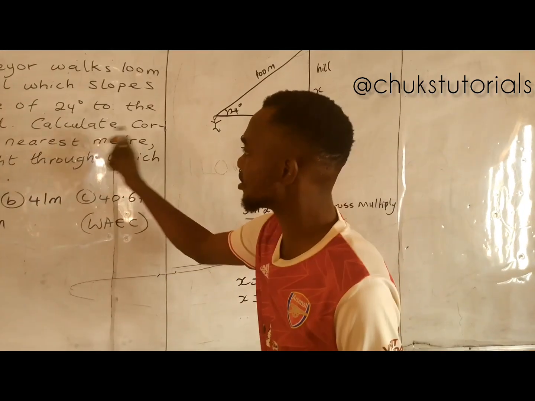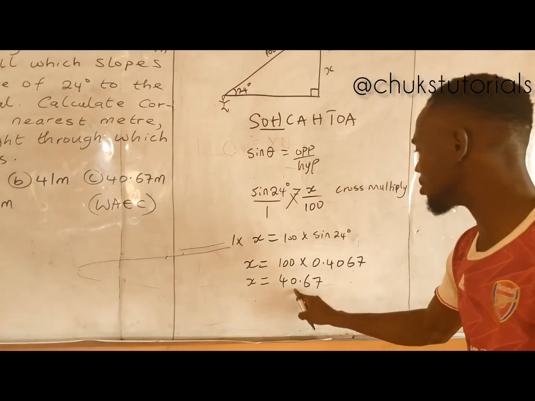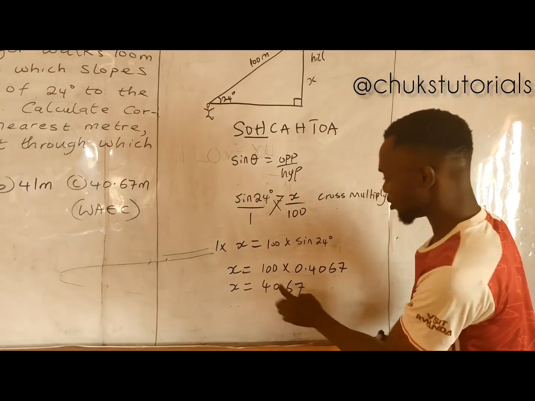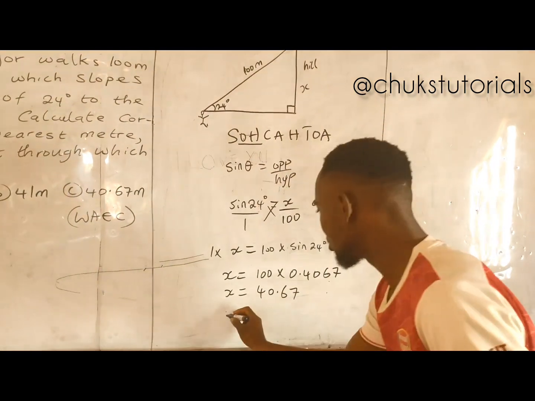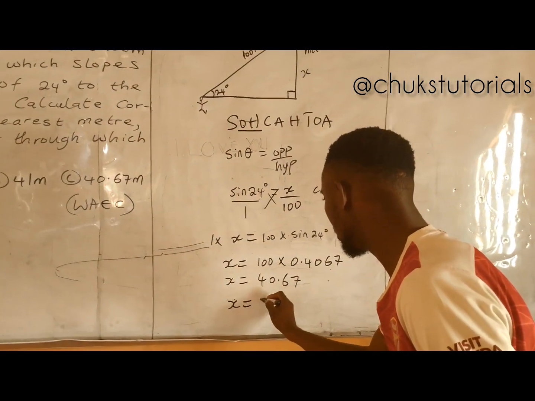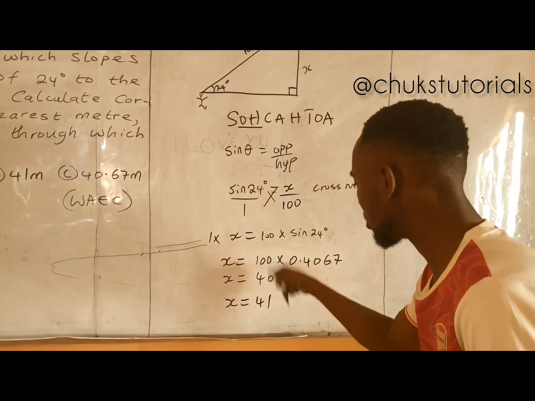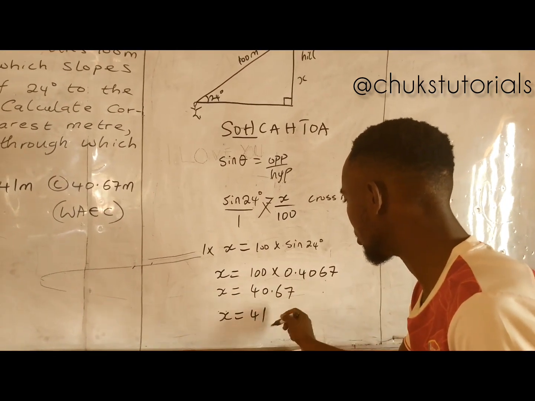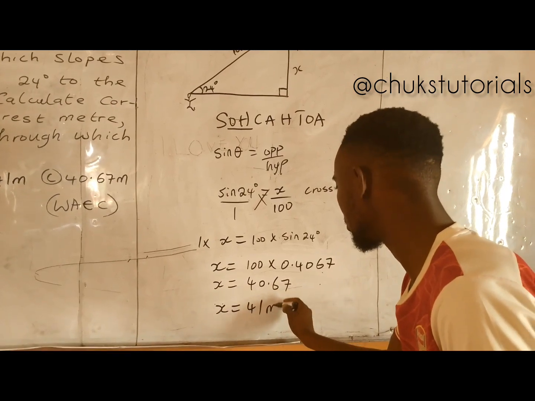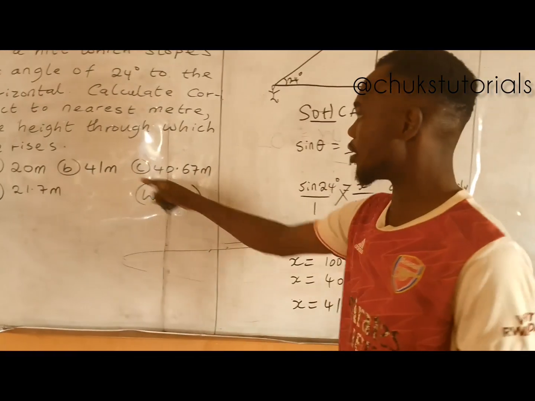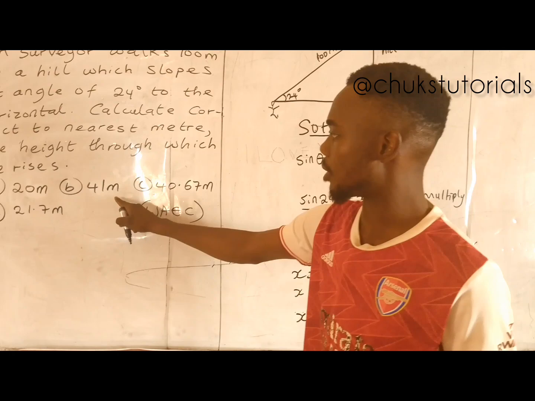Because they said calculate correct to the nearest meter, we have to change it to the nearest meter, and nearest meter has to do with the whole number part. So x is approximately 41, because the number after the decimal point is up to 5, so you round up and it becomes 41. So the final answer becomes 41 meters. Now if you look at the options here, you will see that 41 is there.